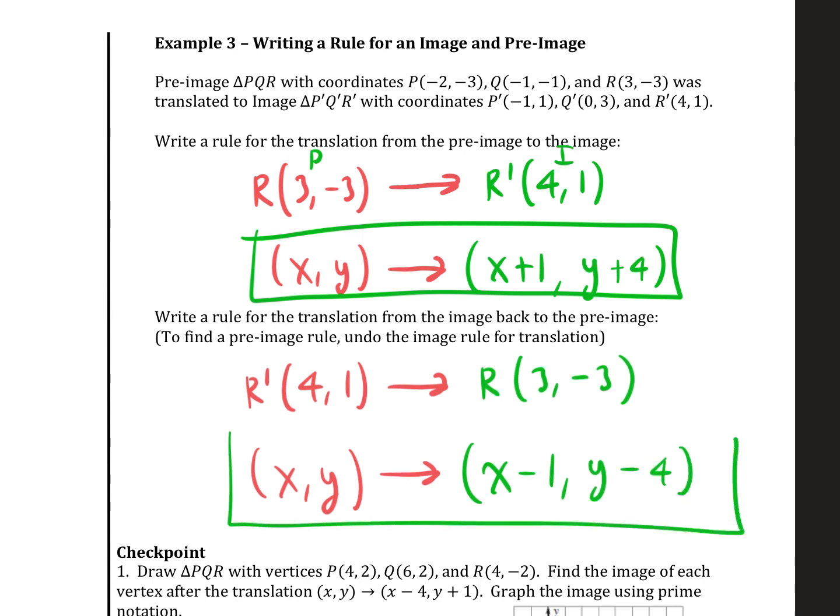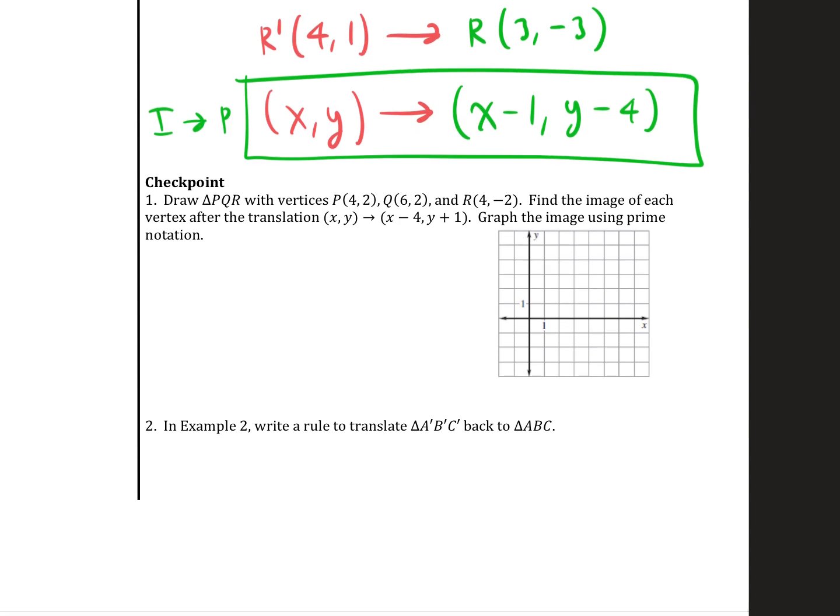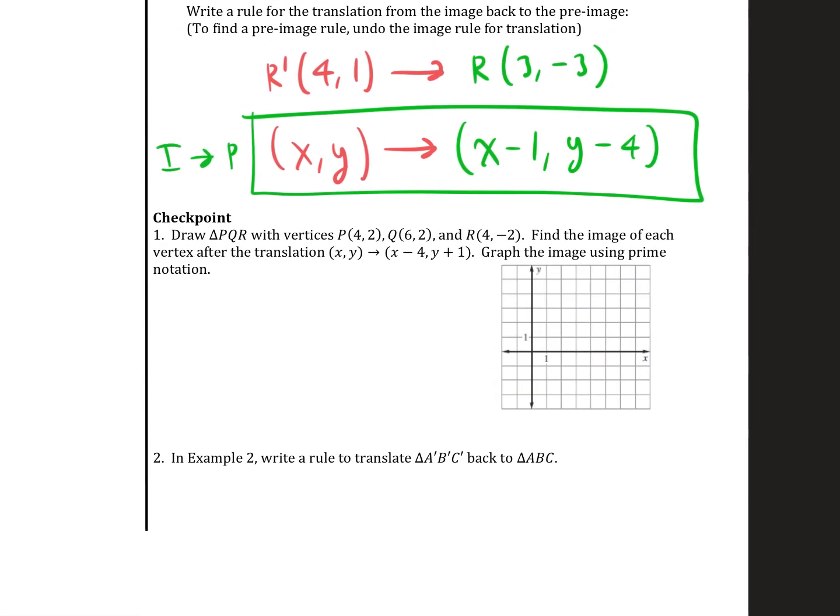So what do you notice about the rules, okay? This is the pre-image to image, and this is image back to pre-image. What do you notice about these rules here? Yeah, they're kind of opposites of each other, right? So if we add one to go one direction, we subtract one to go back to the original, and the same thing, we add 4 or subtract 4, okay? So just be prepared for what it's asking for on the quiz or test. It might be asking for pre-image to image, which is kind of normal, or it's going to be asking to go back to the original pre-image, okay? All right, we have some checkpoints. Why don't you go ahead and pause the video and see how you do with the checkpoints.